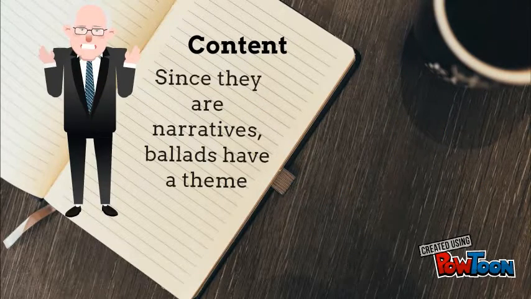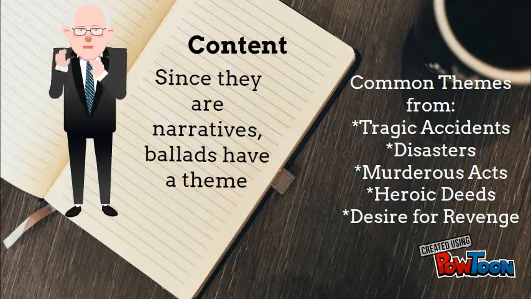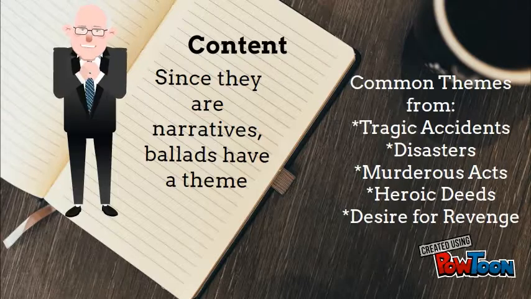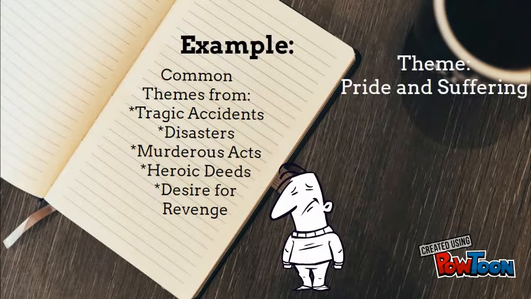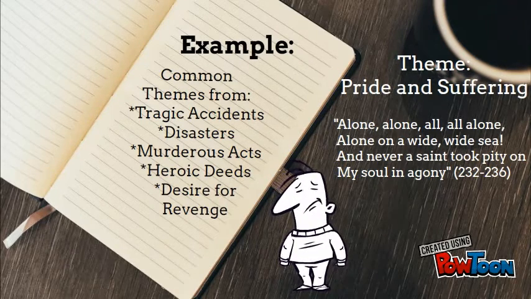Since ballads are narratives or stories, they will always have a theme, and the themes of ballads stem from many different issues. The theme of The Rime of the Ancient Mariner is pride and suffering. The mariner has pride when he kills the bird, and he suffers for it.